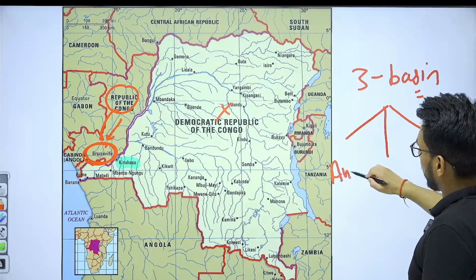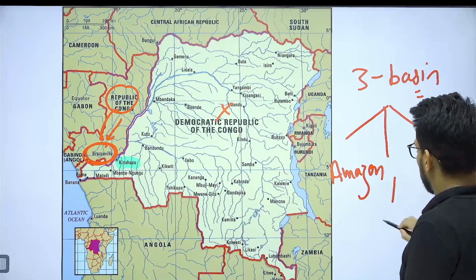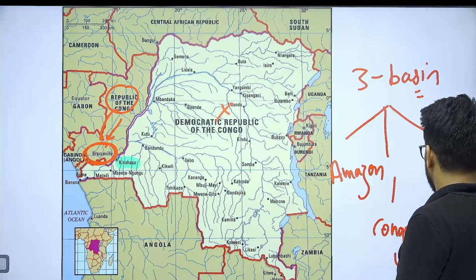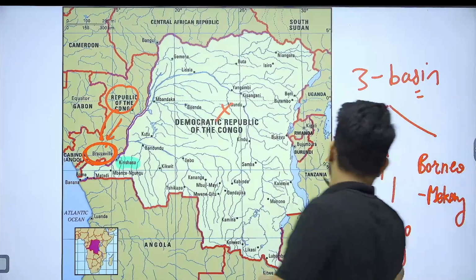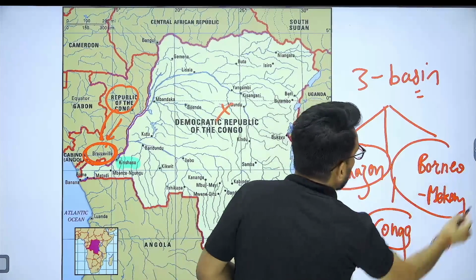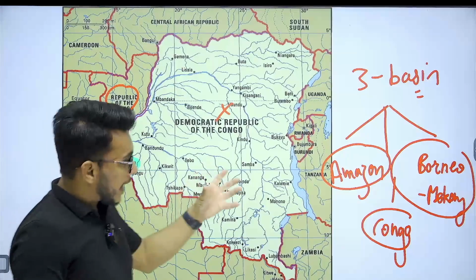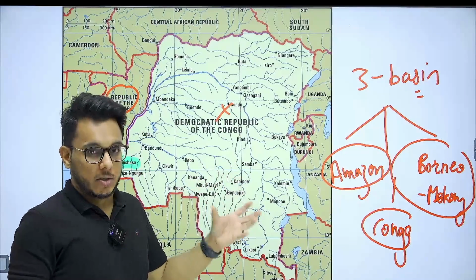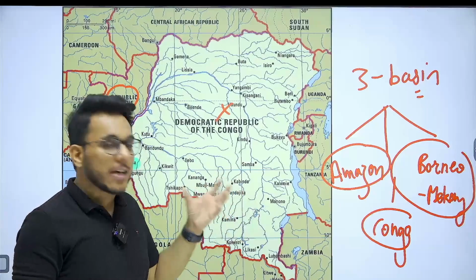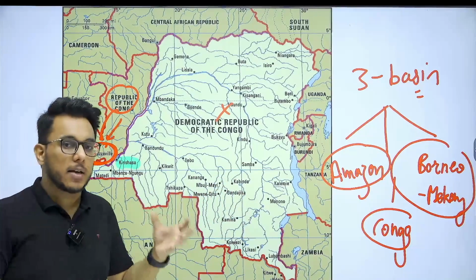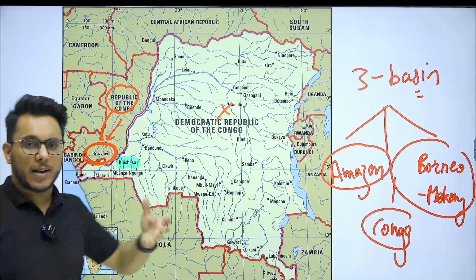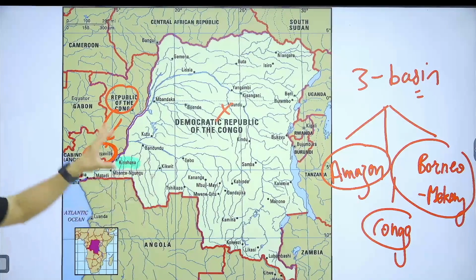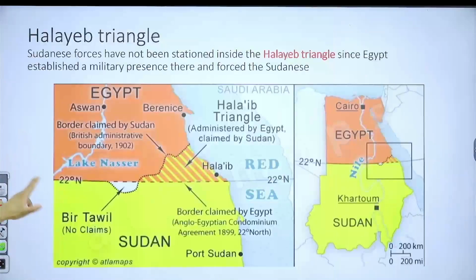Amazon Basin, Congo Basin, and Borneo-Mekong Basin. So Amazon Basin, Congo Basin, Borneo-Mekong River Basin. These contain a majority of the tropical forest. And to preserve these tropical forests, this Three Basin Summit, the Brazzaville Summit, was conducted recently. That was a separate article; as I saw Brazzaville, I thought I should share it with you. So this is about it. Fine. Now moving on to the next one.